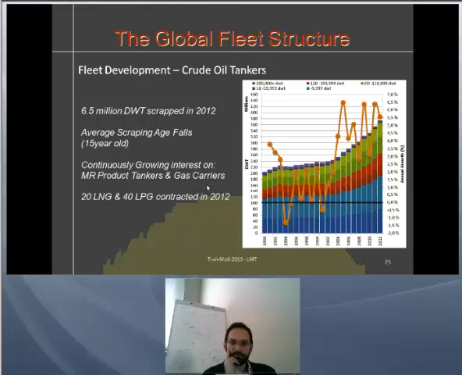In the graph, you can see the actual fluctuation of the crude oil tanker fleet development, which started growing immensely from 2002, and with some ups and downs, kept relatively good growth through 2012.